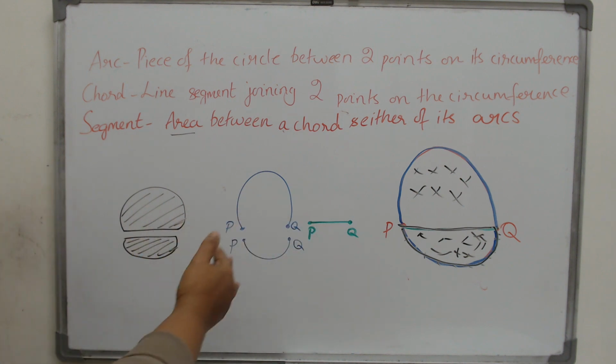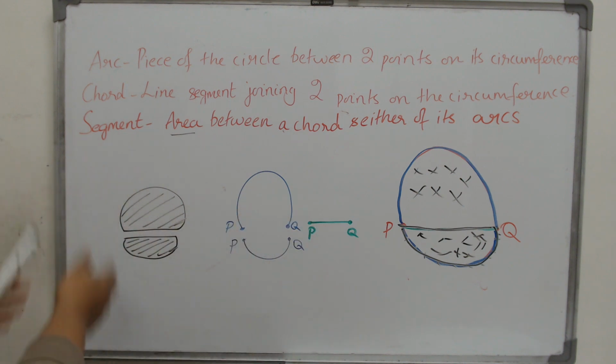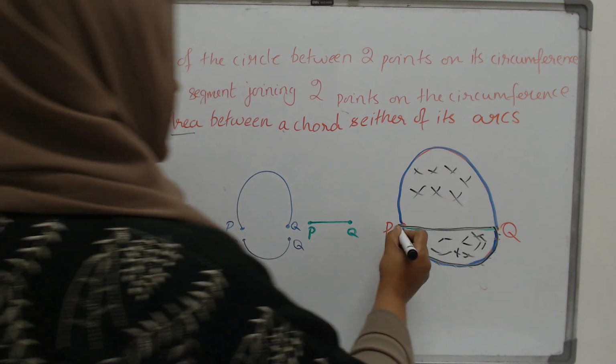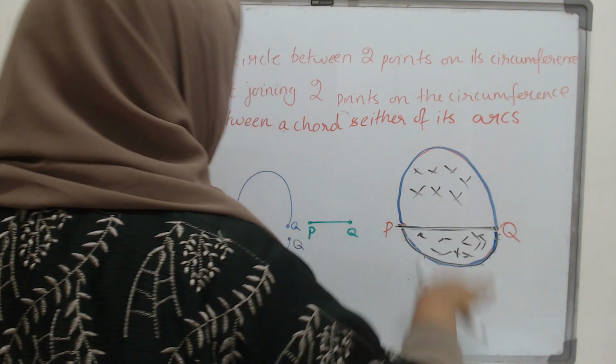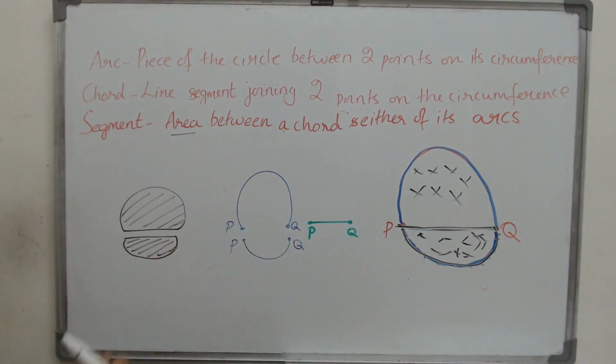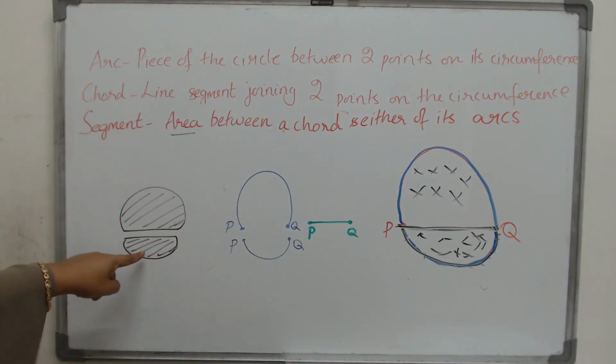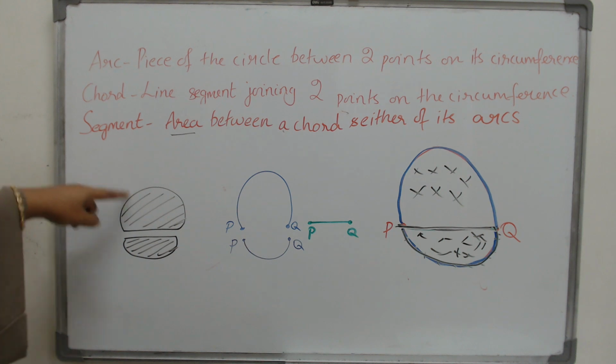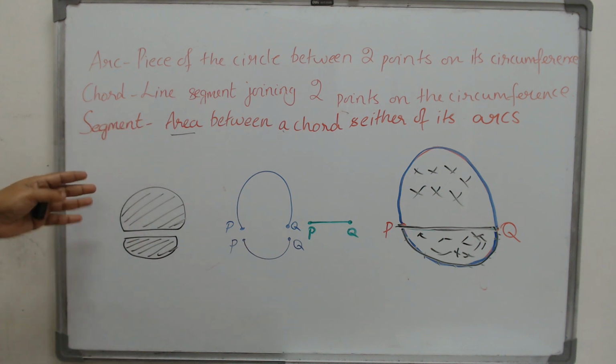It is getting bigger and bigger and bigger. The third one is a segment. What is the segment? It is the area between the chord and its arcs. So one is what? A minor segment. This one, what is the other one? A major segment. So shall we go on to our theorems?